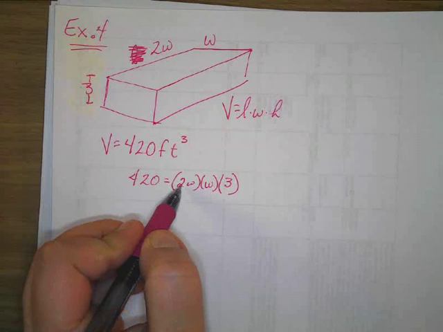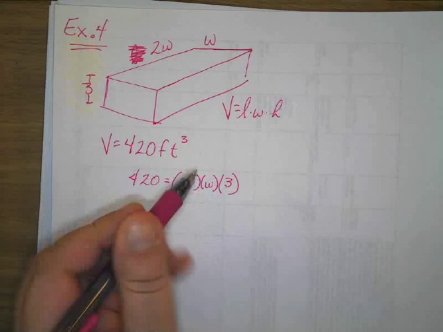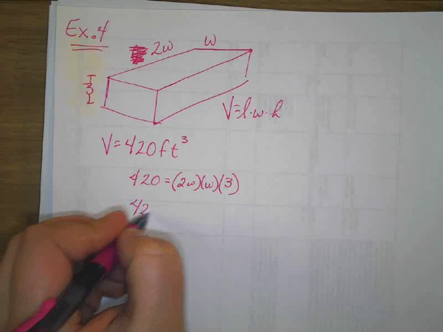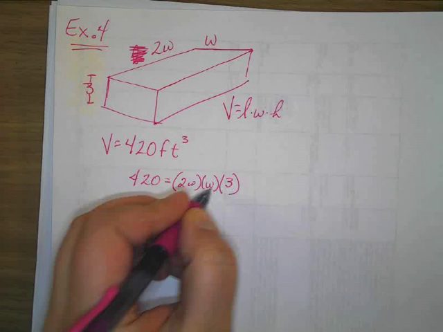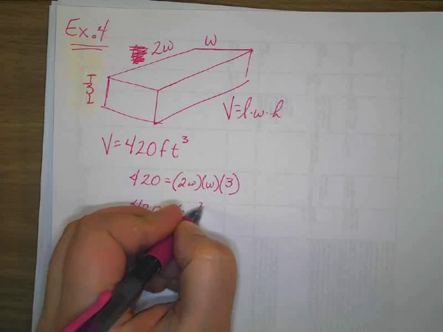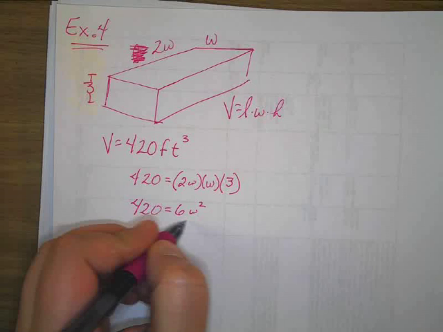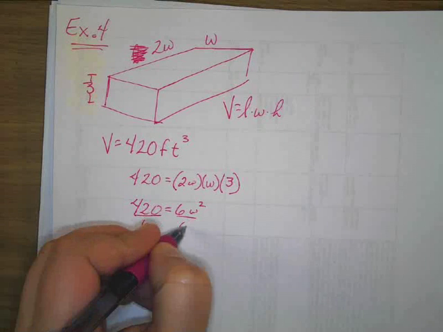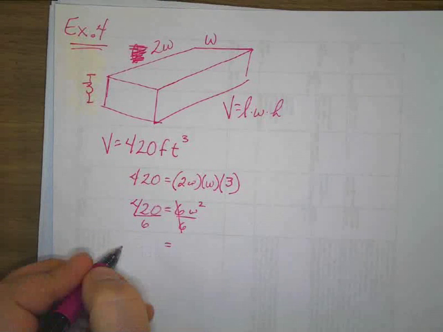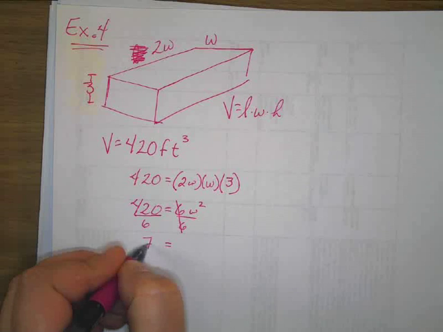So on this side, we can multiply because it's all multiplication. What's 2 times 3? 6. And W times W is W squared. Can we find the width of this thing? Yeah. What are we going to do? Divide by 6. 70.